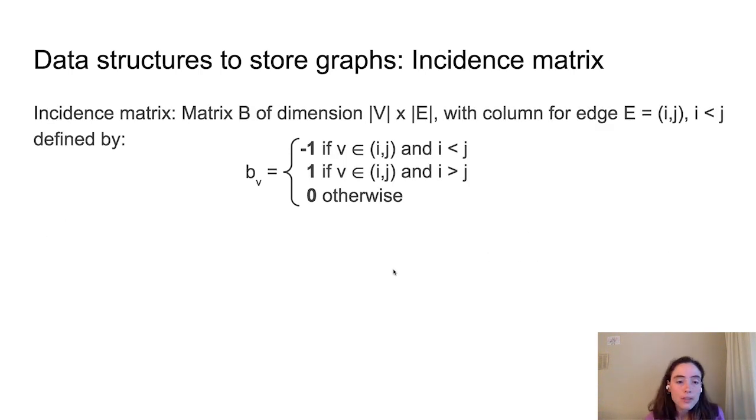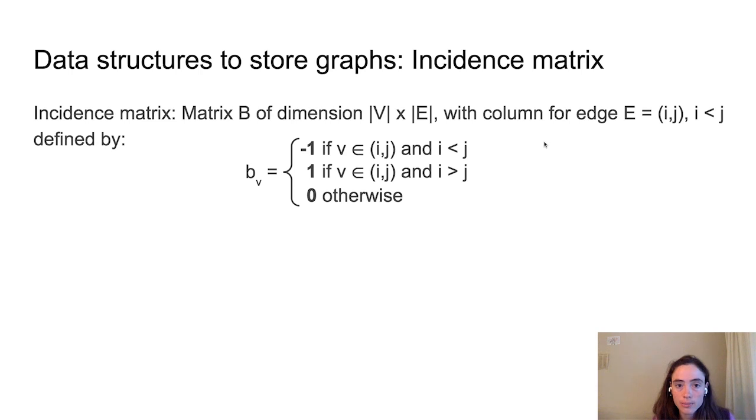Okay, the third data structure we'll talk about today is another matrix representation of a graph, and it's called an incidence matrix. So an incidence matrix B is a matrix of size number of vertices by number of edges. An incidence matrix has one row for each vertex of the graph and one column for each edge of the graph.